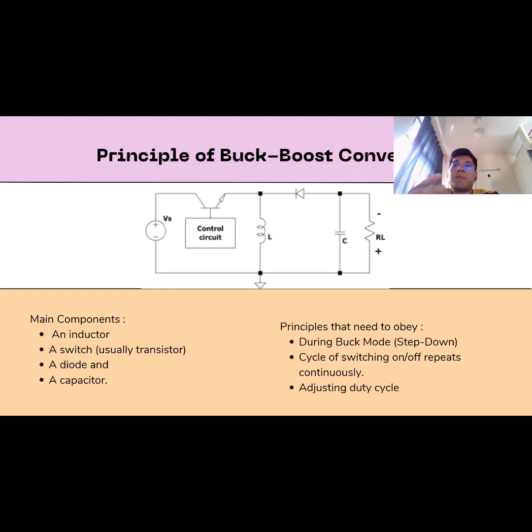The basic principle involves the following steps, starting with the buck mode or step down. The input voltage is applied to the inductor, causing current to flow through it, and the diode is in reverse bias during this phase, which prevents current from flowing through it. Next, the cycle of switching on and off repeats continuously to allow the buck boost converter to handle input voltage both higher and lower than the VO. Lastly, by adjusting the duty cycle of the switch, the VO can be controlled and regulated.